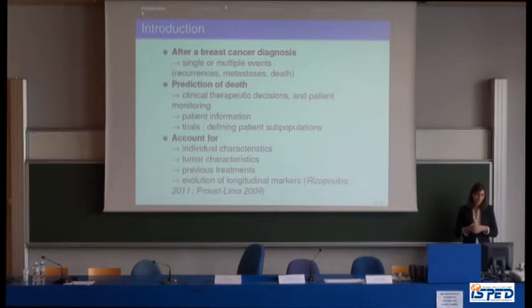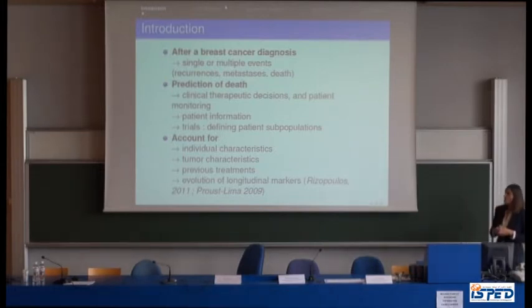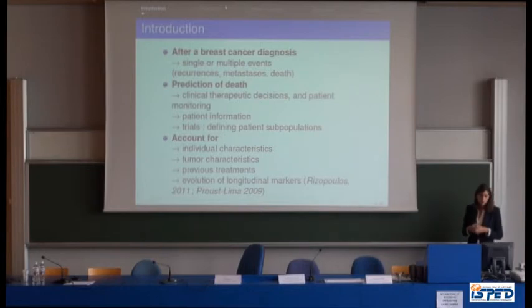Usually, as it has been shown this morning, when we use a dynamic prognostic tool, it takes into account individual characteristics of the patient, but also the tumor characteristics. And sometimes when we have the information, we can also adjust in this prediction tool for the previous treatments. In recent articles by Cécile Proust-Lima and Dimitris Rizopoulos, it has been shown also that it was nice to take into account the evolution of longitudinal markers when we want to make prediction of death, but also prediction of the progression of the cancer itself.